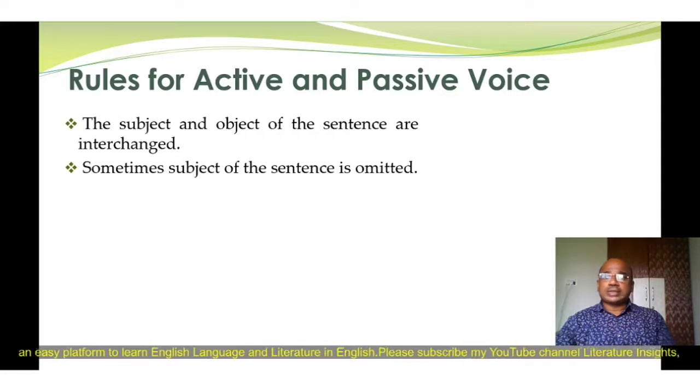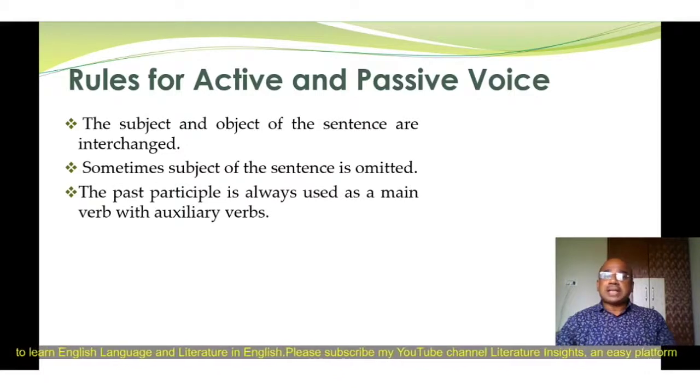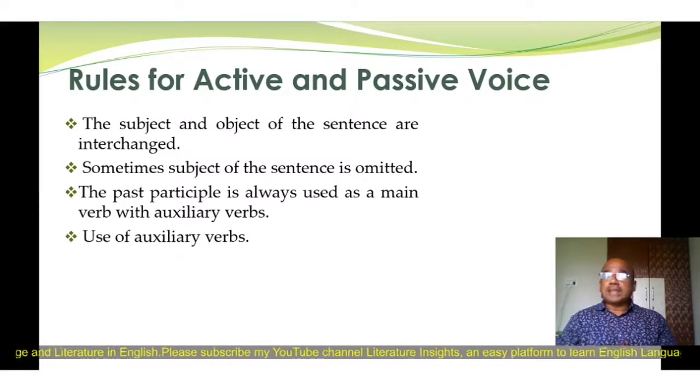Sometimes subject of the sentence is omitted from passive voice. The past participle is always used as a main verb with auxiliary verbs. Use of auxiliary verbs. So the learner should be well aware of the auxiliary verbs and their appropriate use with main verb.